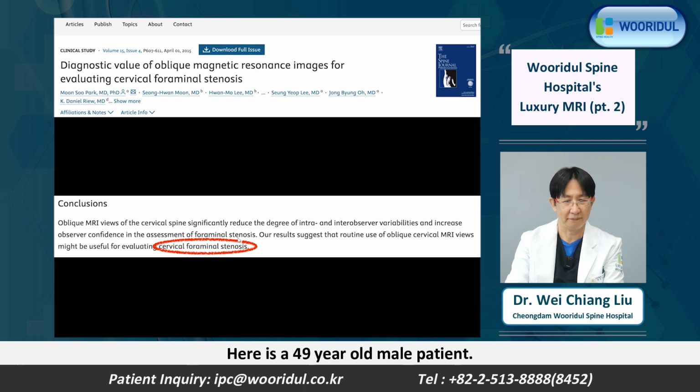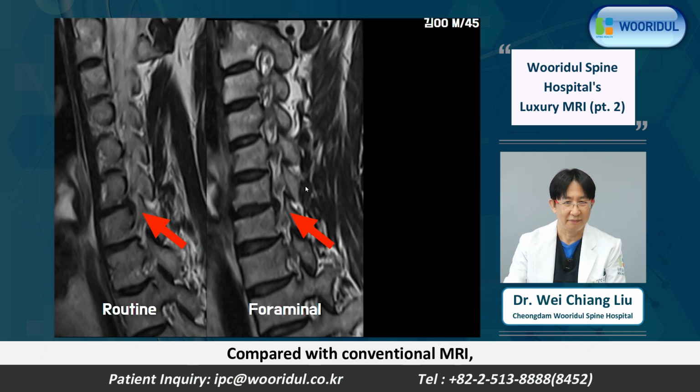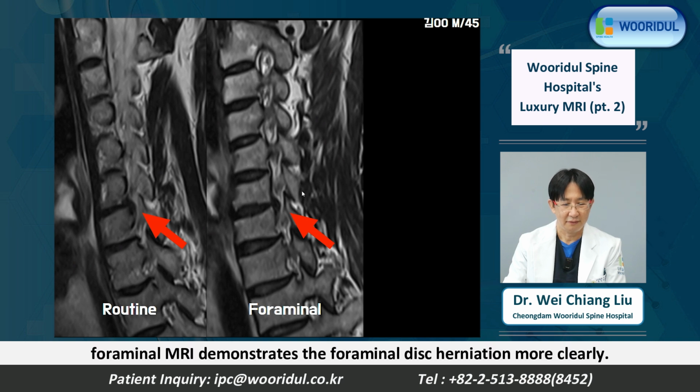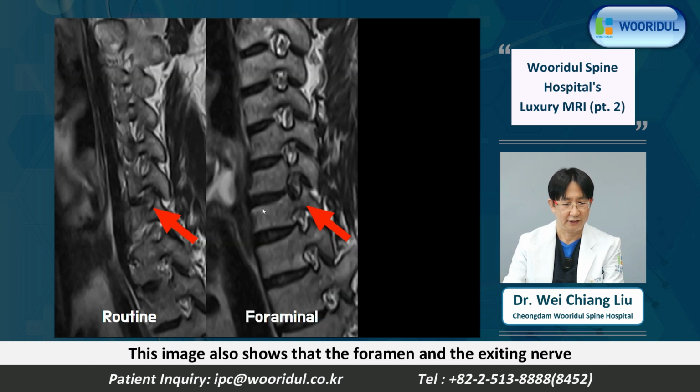Here is a 49-year-old male patient. Compared with conventional MRI, foraminal MRI demonstrates the foraminal disc herniation more clearly. This image also shows that the foramen and the exiting nerve are better visualized on foraminal MRI than on conventional MRI.